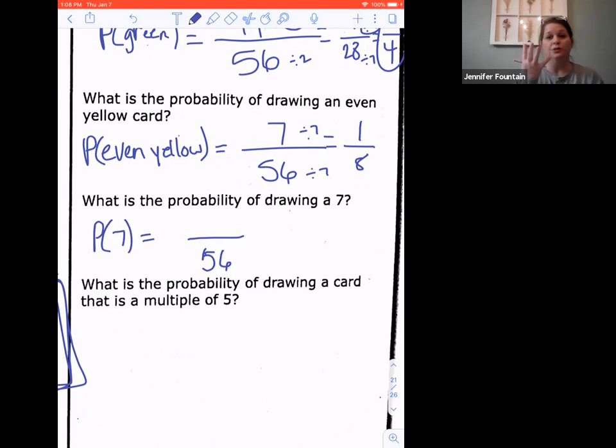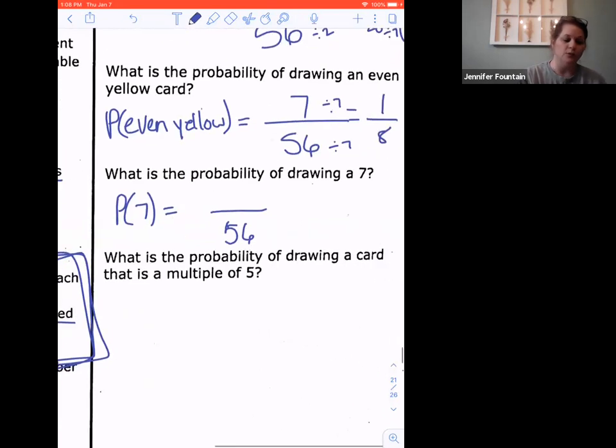I've got 4 color choices, right? So that means I only have 4 7s. I would have a red 7 and a yellow 7 and a green 7 and a black 7, okay? So I only have 4 7s. So 4 out of 56. Again, I look at it, it is not in simplest form.